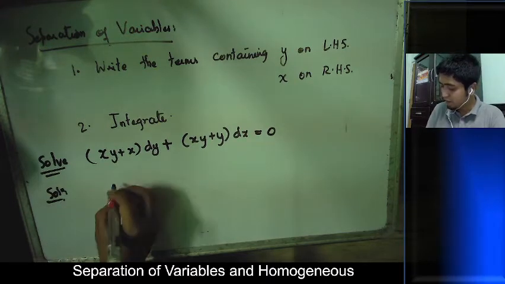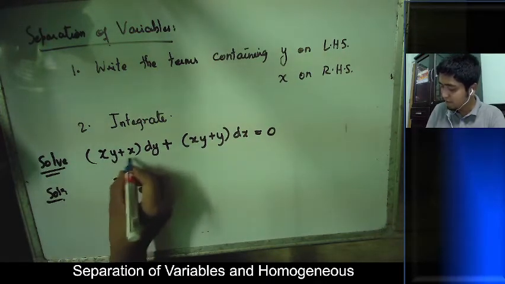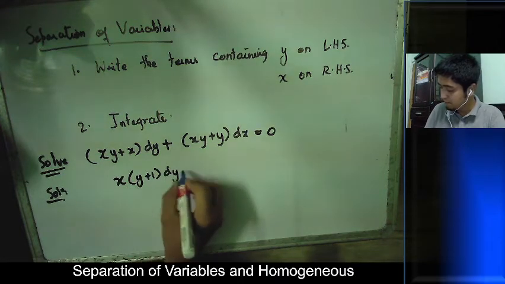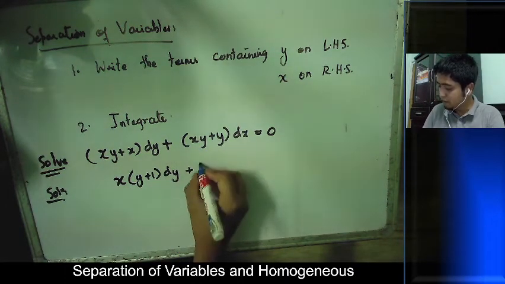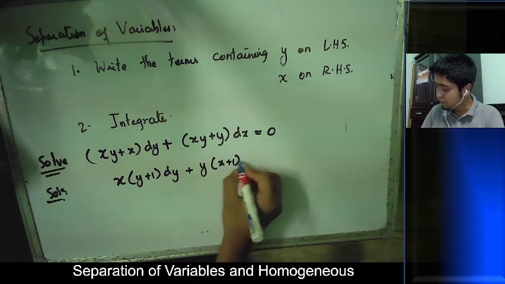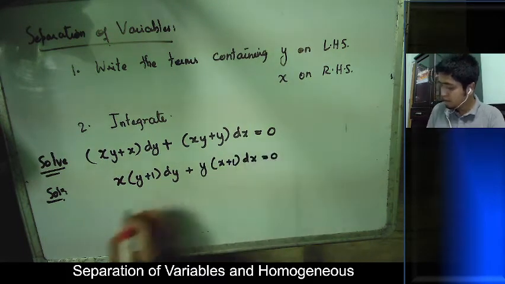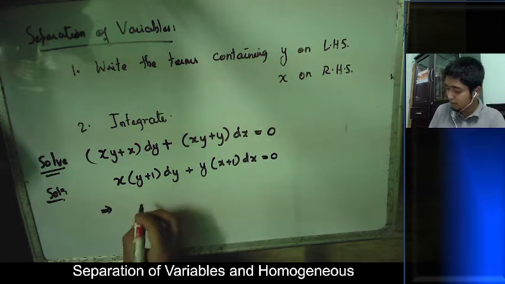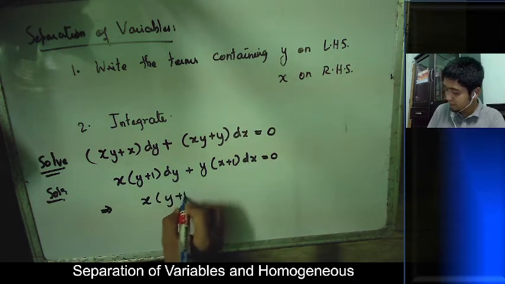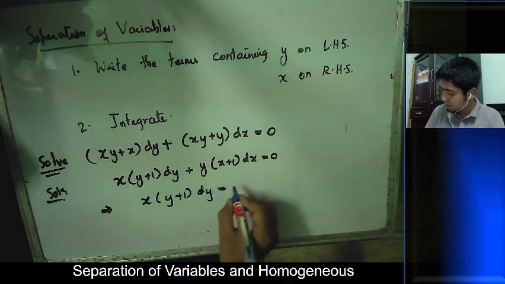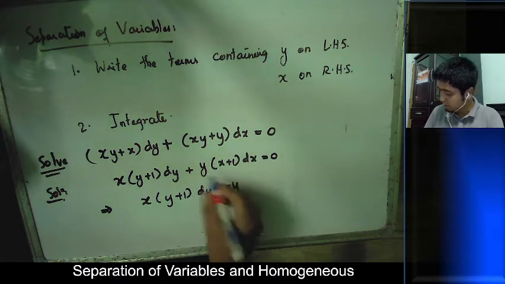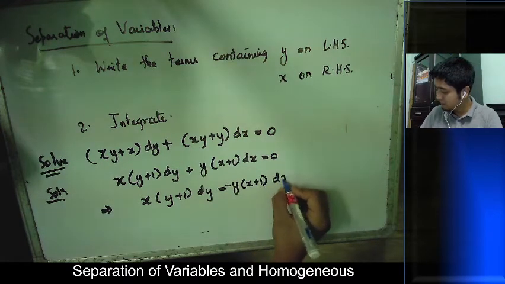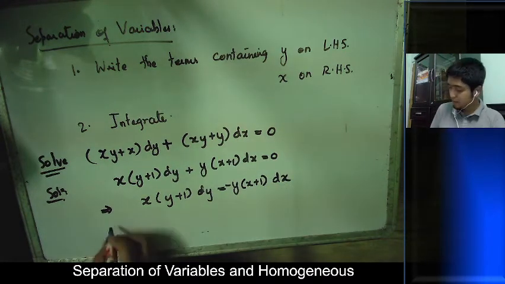So what I will do over here, we can write it in this way. We can take common x, y plus 1. We can take common y, x plus 1. So this is what we will do first. First we will keep dy on the left hand side. If you take this one to the right hand side, we'll be having this dx, right?